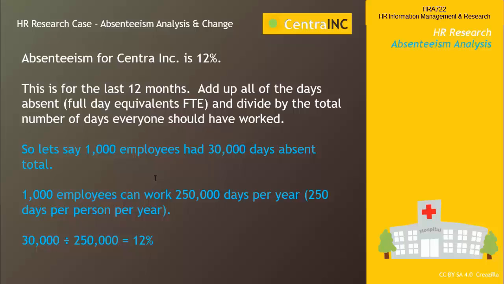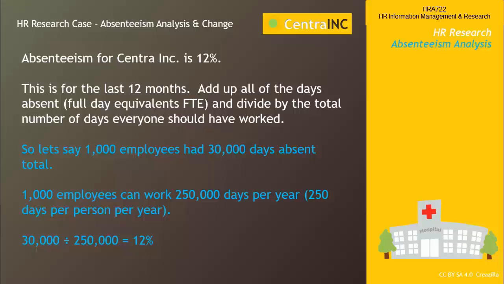Now, out of those 250,000, we had 30,000 lost. So take a look. 30,000 absent days divided by 250,000 days they could have worked is 12%. Now, if you wanted to do absenteeism rate for one person, you just add up the days that one person was absent and you divide it by 250, right? So we do have a 12% absenteeism rate.